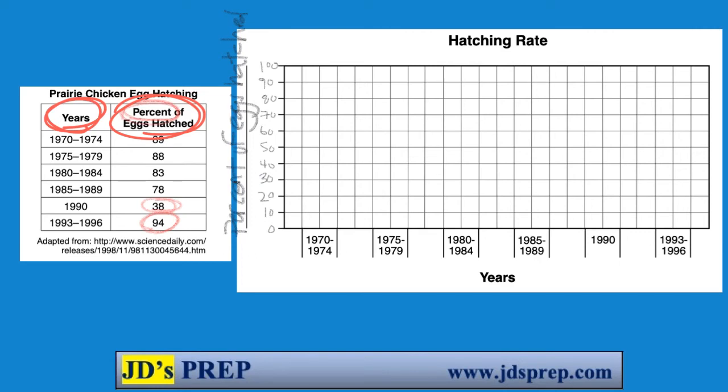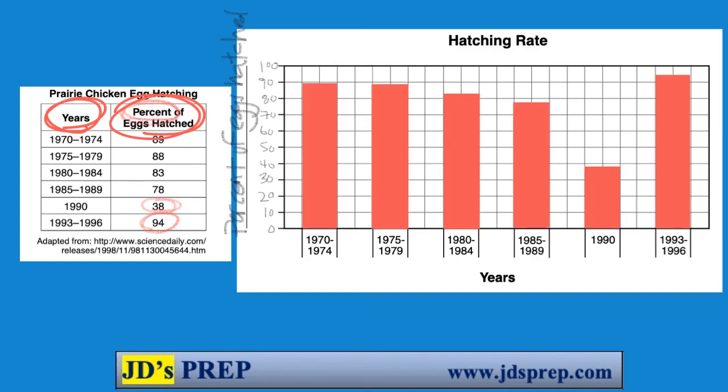And lastly, we're being asked to actually plot this data. So we're going to make a bar graph. You're going to use the numbers from the table, plot that on the graph, and shade in each bar. So I'll just take some time and do that now. And your bar graph should look something like this.